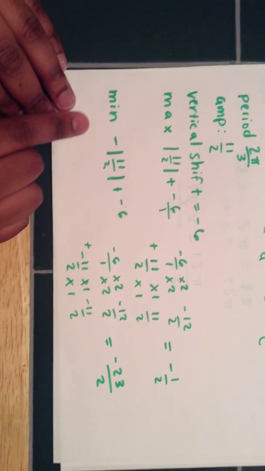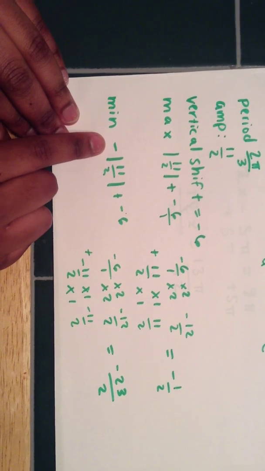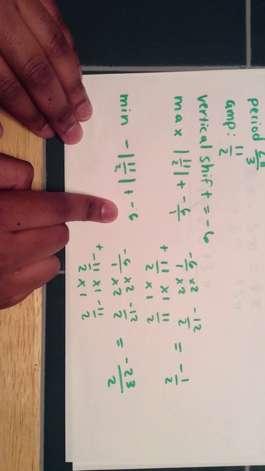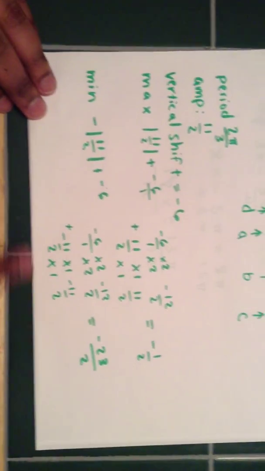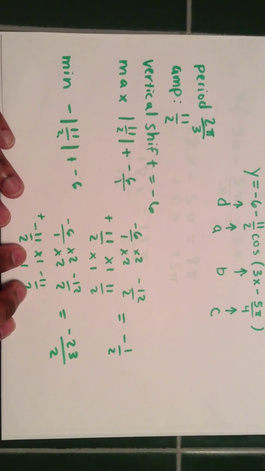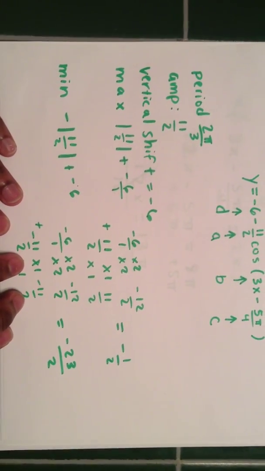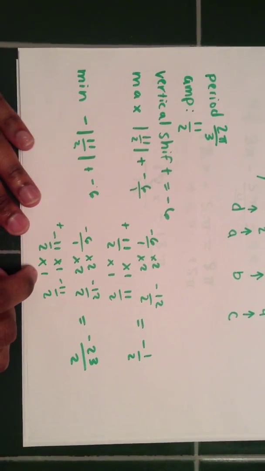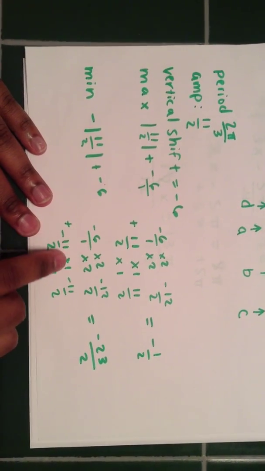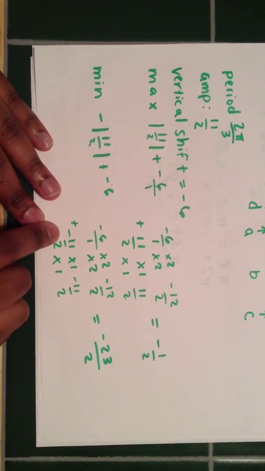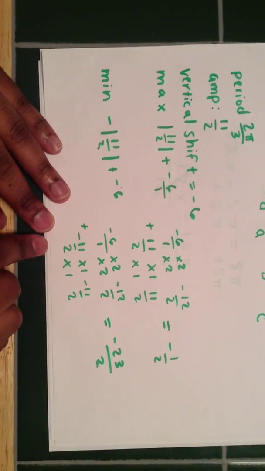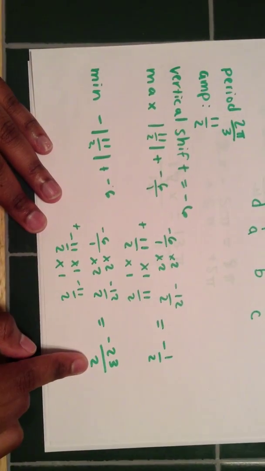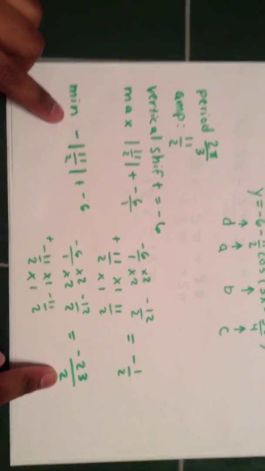Your minimum is the negative absolute value of 11 over 2 plus negative 6. Okay? As was stated before, when adding or subtracting fractions, you have to put the whole number over 1. So it will be negative 6 over 1 plus negative 11 over 2. Common denominator, and the sum of that will become negative 23 over 2. And that is your minimum.